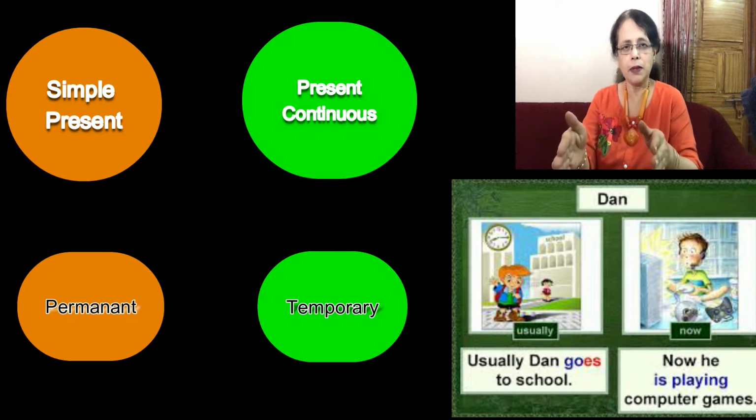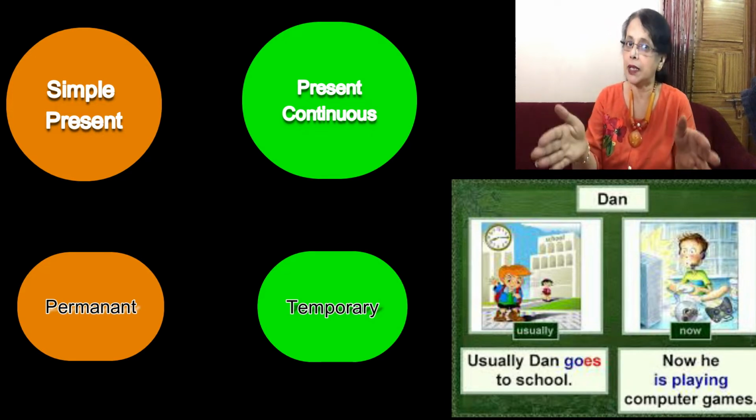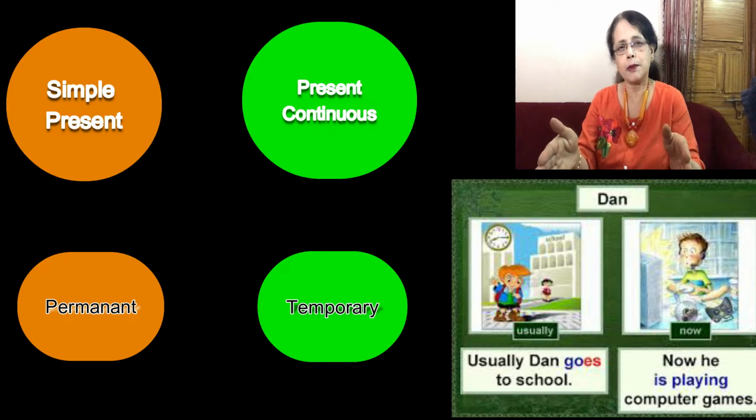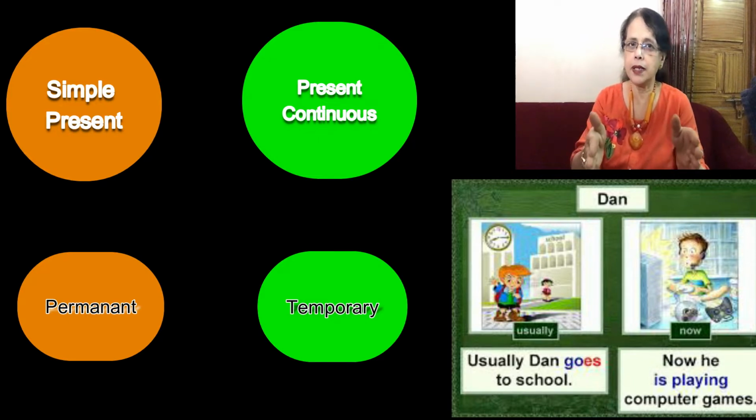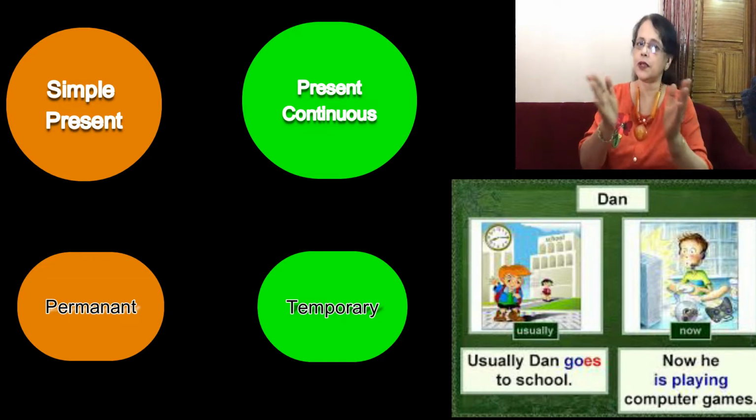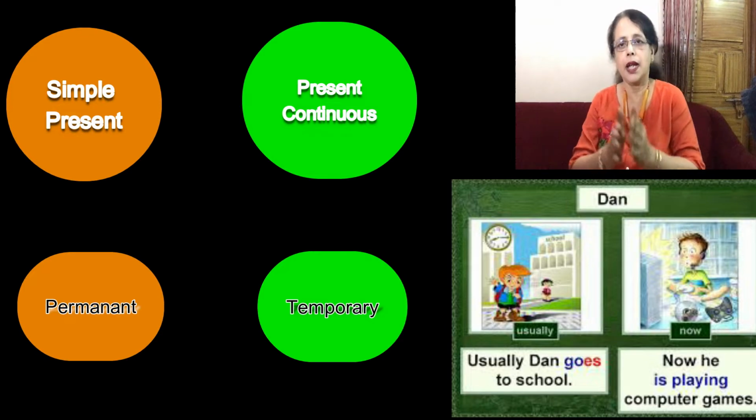Simple present tense talks about a permanent action, a regular action, but present continuous tense talks about a temporary action that is happening at that particular moment. So that's it, that's the difference, and that is present continuous tense. Okay, let's see another example to make this point clear.